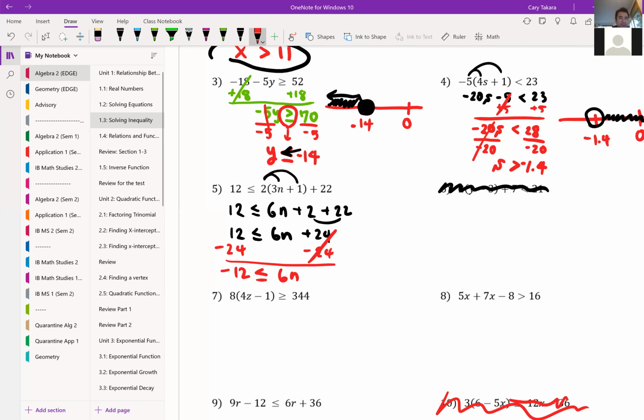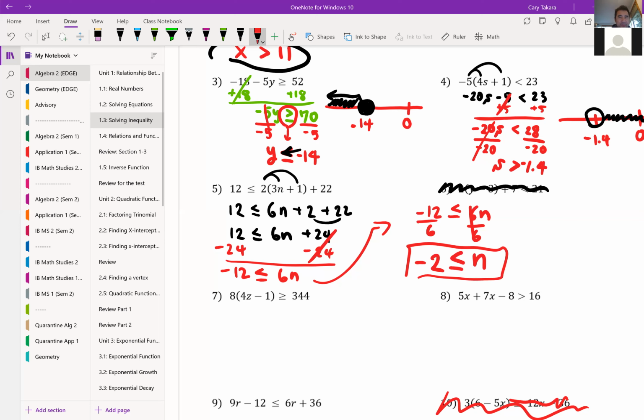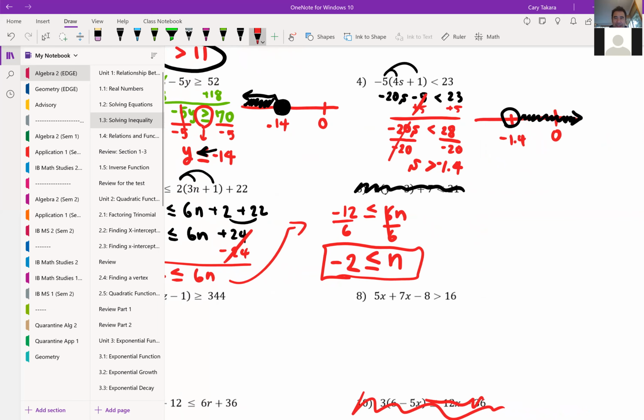So I'm going to just write that over here. Then I'm going to divide by 6. Divide by 6. The sign will not flip because you divided by positive 6. So you're not going to flip the sign, okay? And so that is the answer, okay? Now, you can just leave it as that. Now we can just graph it, right?